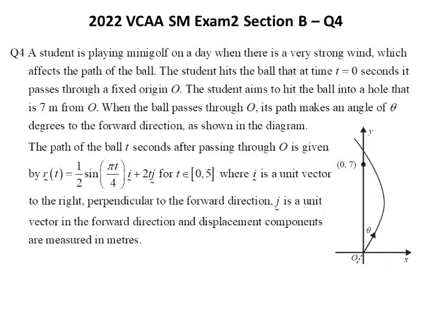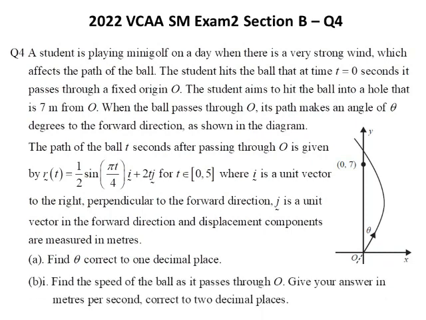Here time t is within a closed interval from 0 to 5, and i is a unit vector to the right, perpendicular to the forward direction, while j is a unit vector in the forward direction, and the displacement components are measured in meters. This question contains 4 parts, and part A is to find the angle theta. There are 2 sections in part B, and the first section of part B is to find the speed of the ball as it passes through origin O.